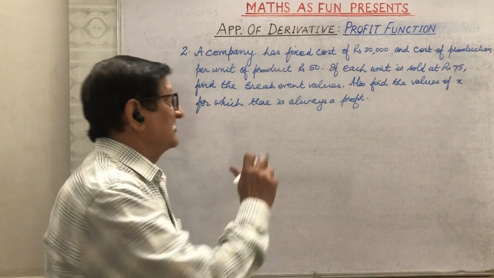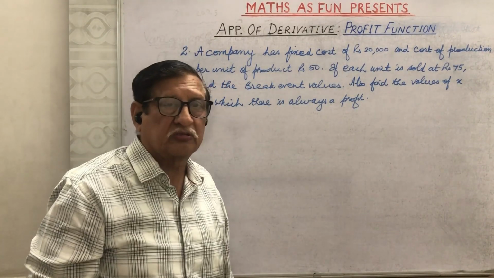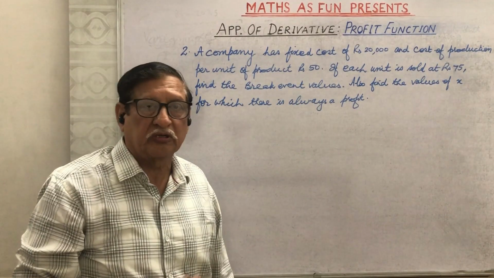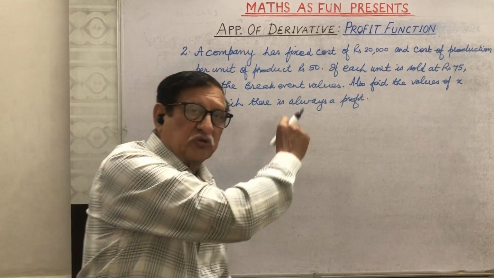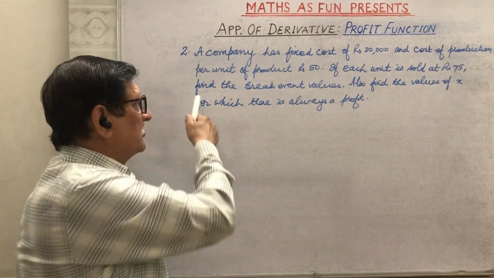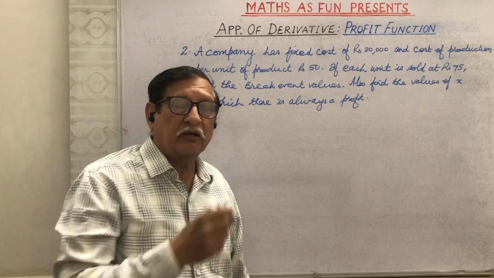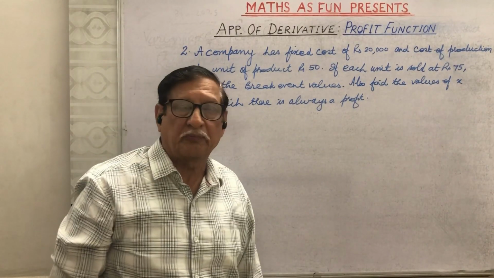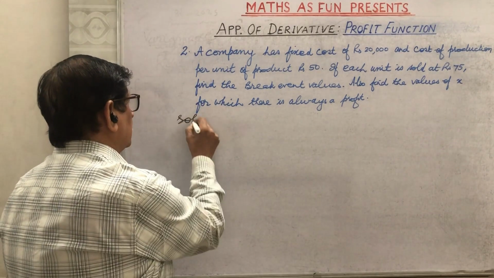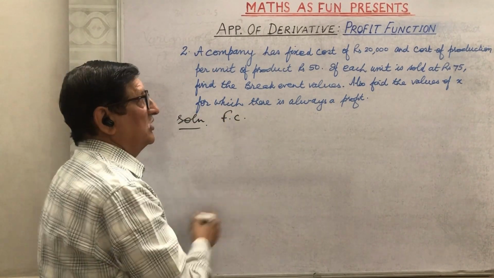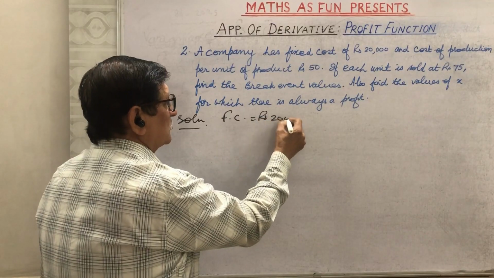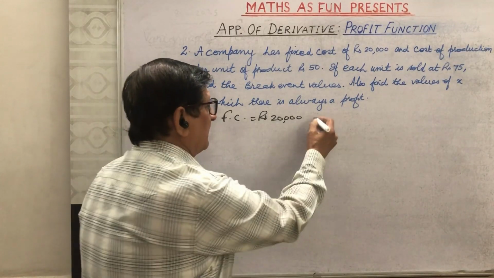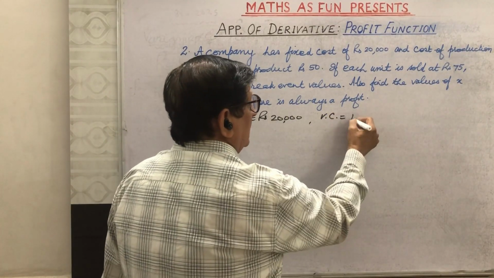The second problem we discuss here is: a company has fixed cost of rupees 20,000 and the cost of production per unit of the product is rupees 50. If each unit is sold at rupees 75, then find the break-even values and also find the values of x for which there is always a profit. What is given here? Given is that fixed cost is equal to rupees 20,000. The variable cost has been given as rupees 50.